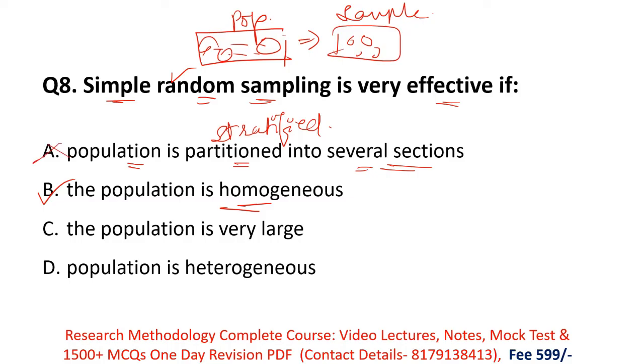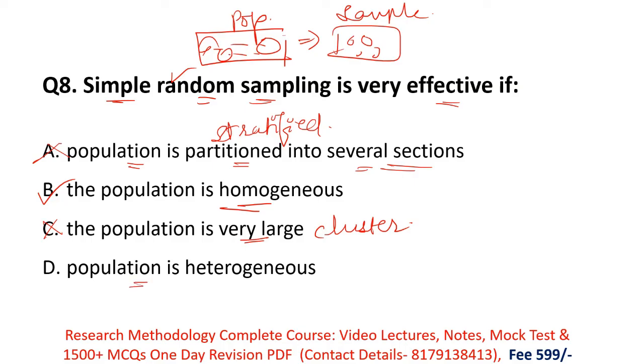Then option C is the population is very large. So remember, when your population is very large, in this case you will always select the cluster sampling method, because cluster sampling is the sampling method in which your population size is very large. Okay, so here option C is also incorrect.